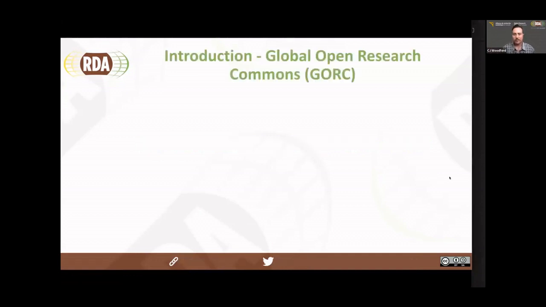So my name is CJ Woodford. I am a co-chair of the Global Open Research Commons International Model Working Group. Rory McNeil has been a really instrumental part of that group. He helped create the model, and we've had a lot of conversations on the side, as well as myself and Connie, on this group for this categorization of tools and mapping the digital tool landscape.